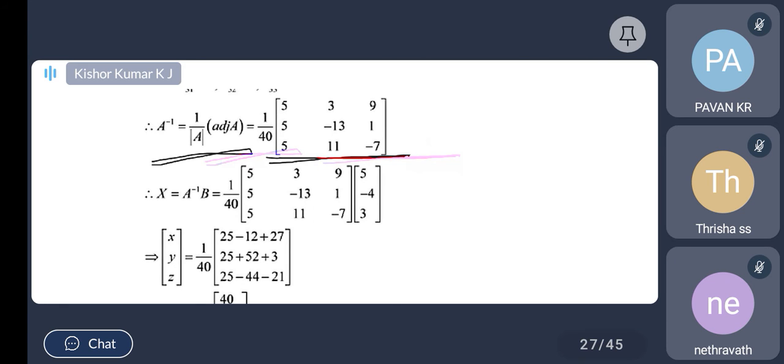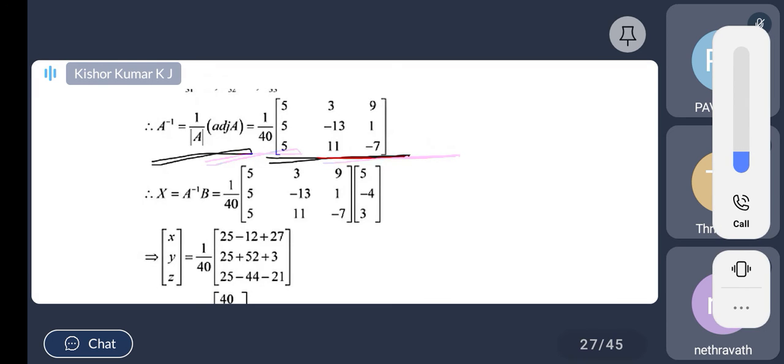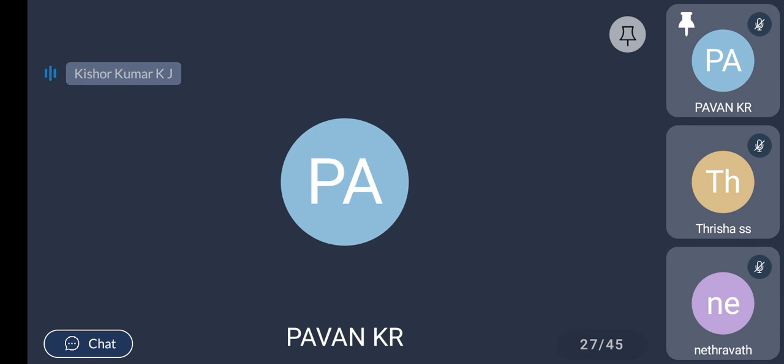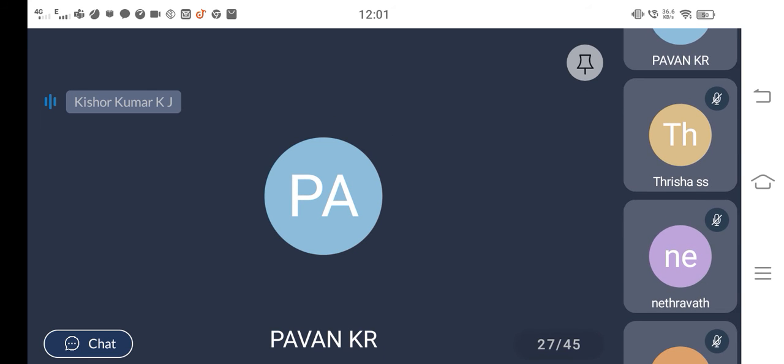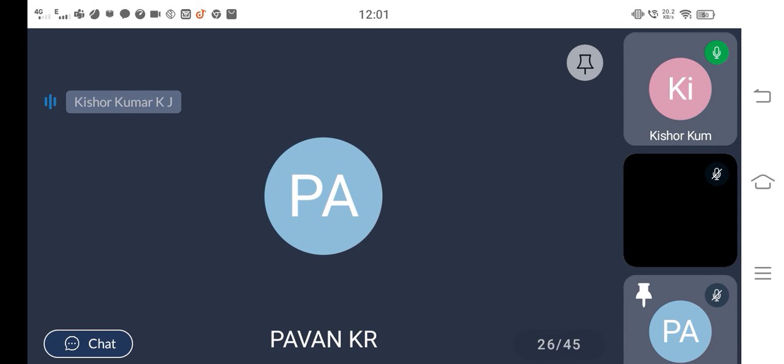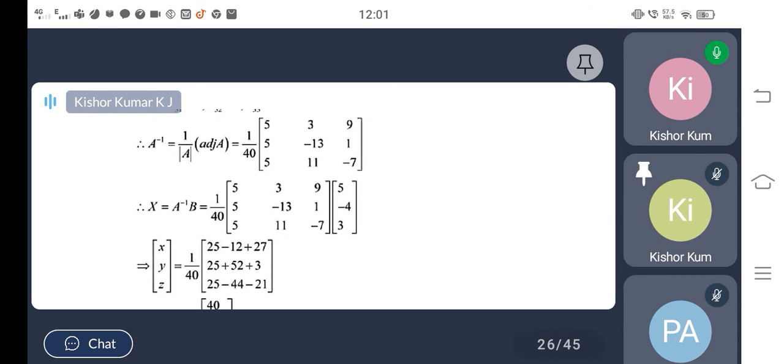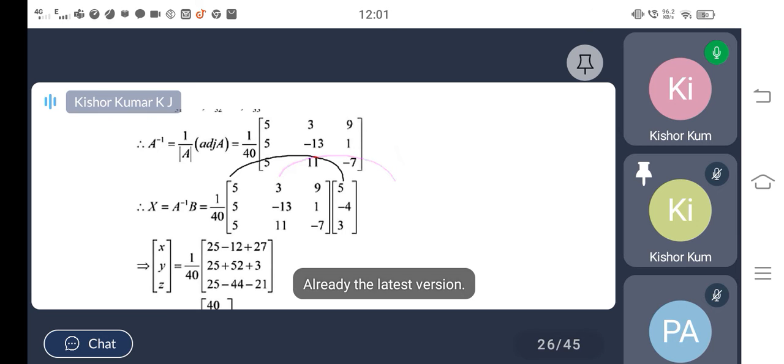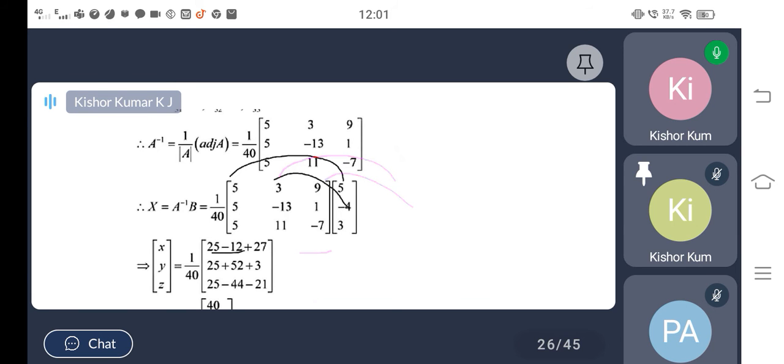Now after mentioning this, we have to go for substituting in the main formula, that is X is equals to A inverse B, the matrix method what we call here. In the matrix method, I have substituted all the values, X is equals to A inverse B. And here we should do the multiplication. First row with the first column, 5 into 5, 25, 3 into minus 4, minus 12, 9 into 3, plus 27.